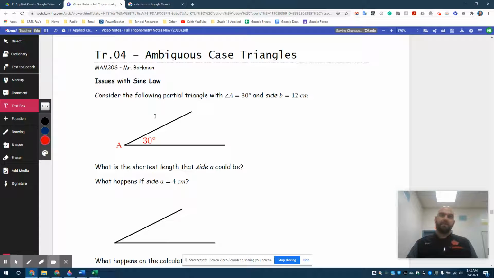We're going to say that side B, which is going to be this side right here, I'm going to put B right there, and then I'm going to put our measurement, 12 centimeters. So we're given those 2 pieces of information. We're told that our angle A is 30 degrees. We're told that our side B right here is 12 centimeters.